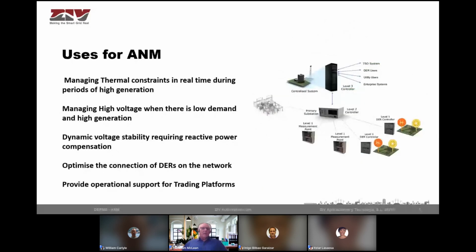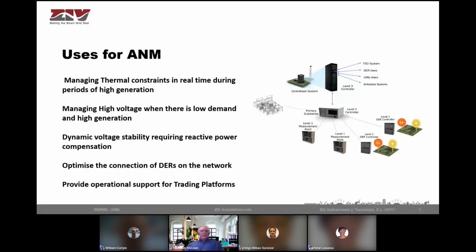So what are the uses of ANM? As we go more and more into this, we find that the ANM system has to find ways to manage the thermal constraints in real time during periods of high generation, which is the kind of obvious solution. As you add more and more generation, your thermal constraints are reached, and then the ANM system must continually analyze the network and identify where these constraints are, and then carry out the necessary action, whether that's reducing the generation, reducing loads, or a number of different ways in which it can do this, and for various reasons as well, utilizing various strategies, which are also variables.